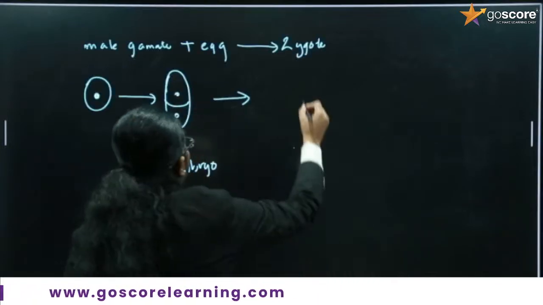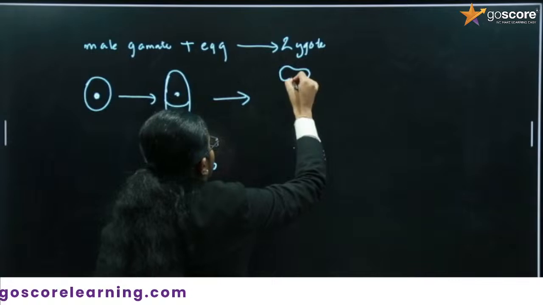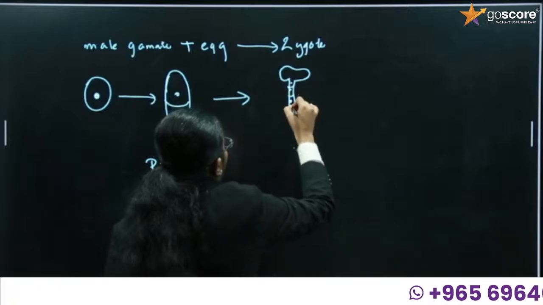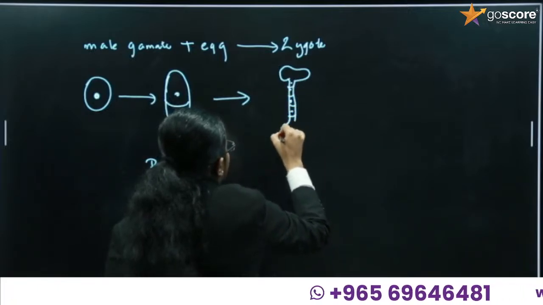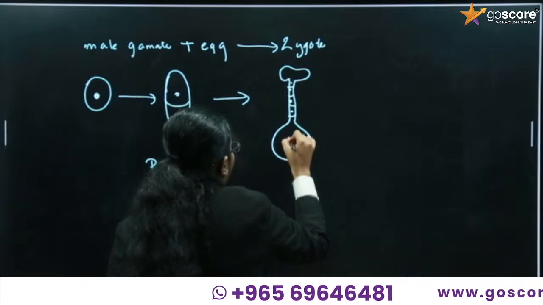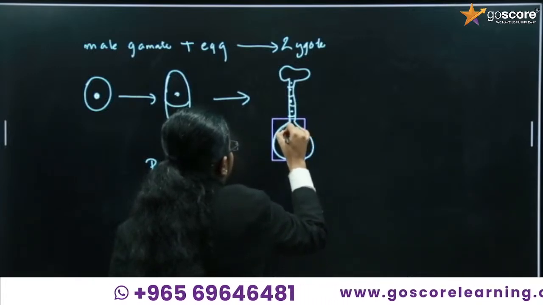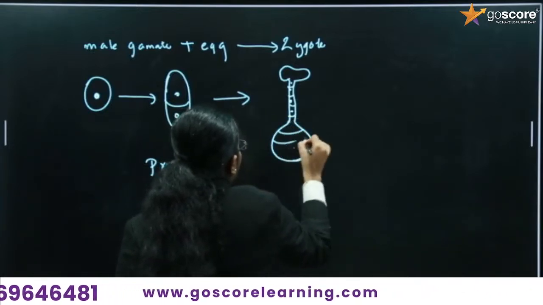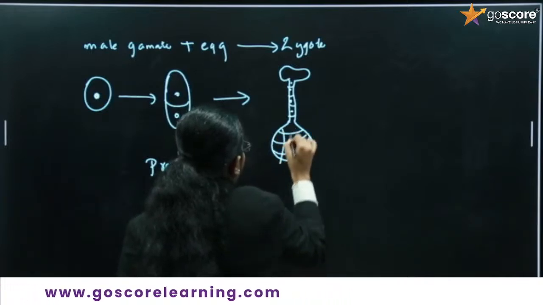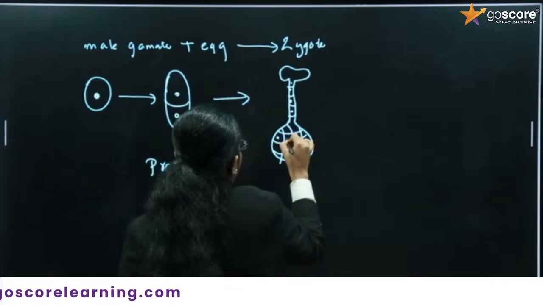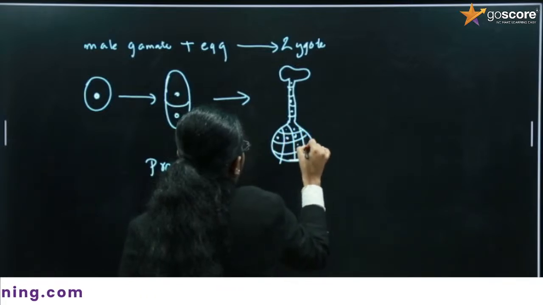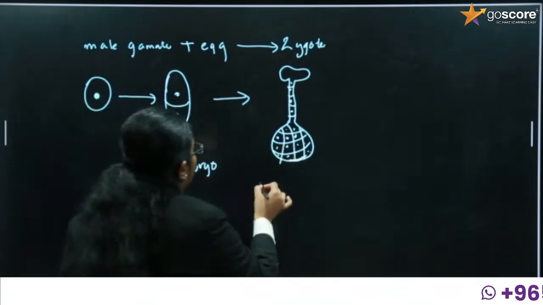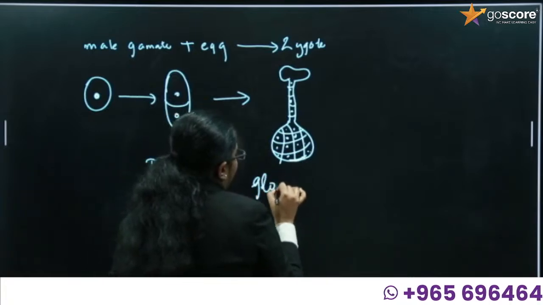See, there is a small region like this, then a long suspensor cell is present. Along with the suspensor cell, we can find a globular part, where it contains many different cells. So we can say this is the globular embryo.